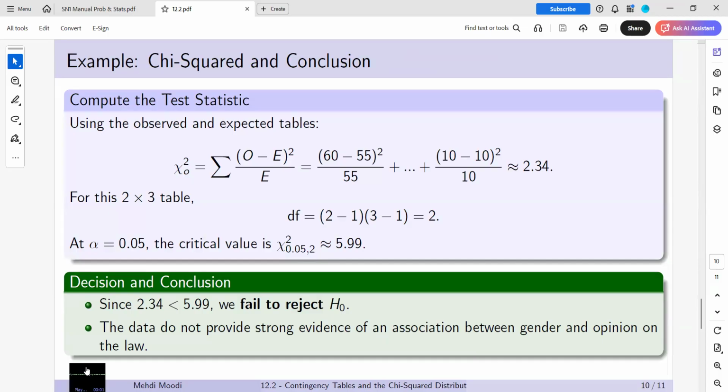Our chi-square value is way smaller than the cutoff of about 6. So the differences between observed and expected look like normal sampling noise. In plain English, in this sample, opinion and gender do not seem to have a strong association.